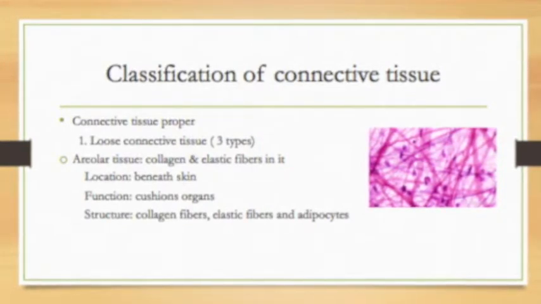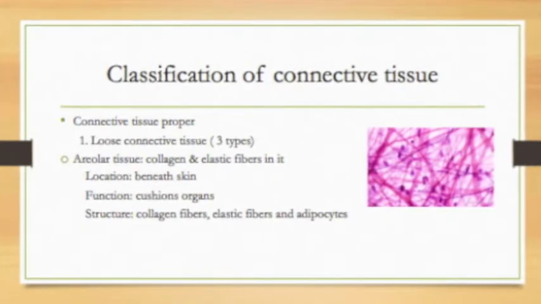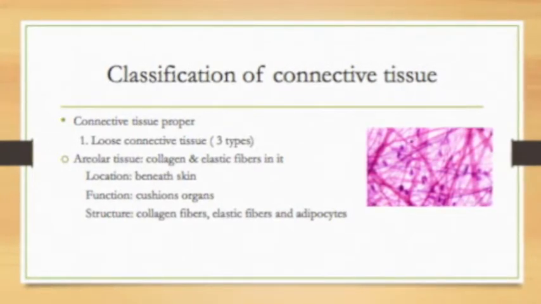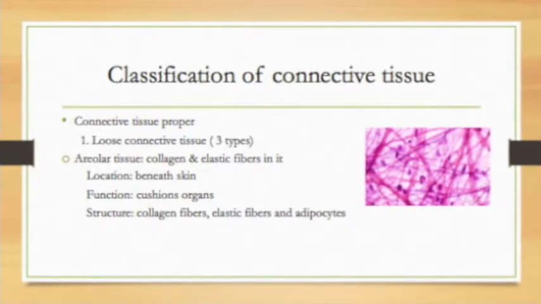Connective tissue proper, there's loose connective tissue. There's three types. Areolar tissue is collagen and elastic fibers. It's located beneath the skin. Its function is to cushion organs, and its structures are collagen fibers, elastic fibers, and adipocytes.